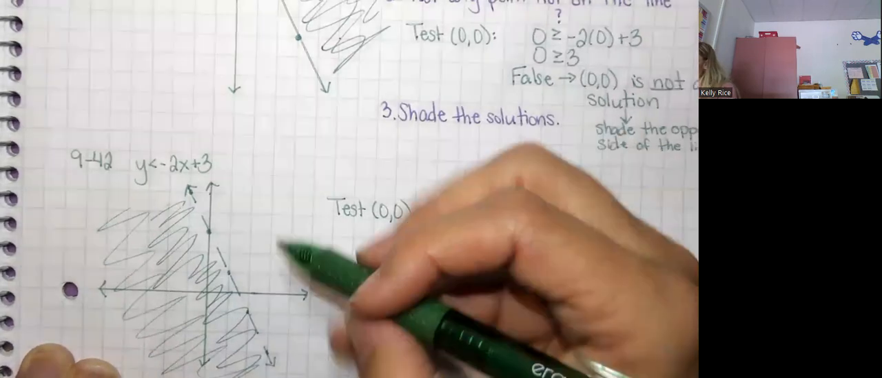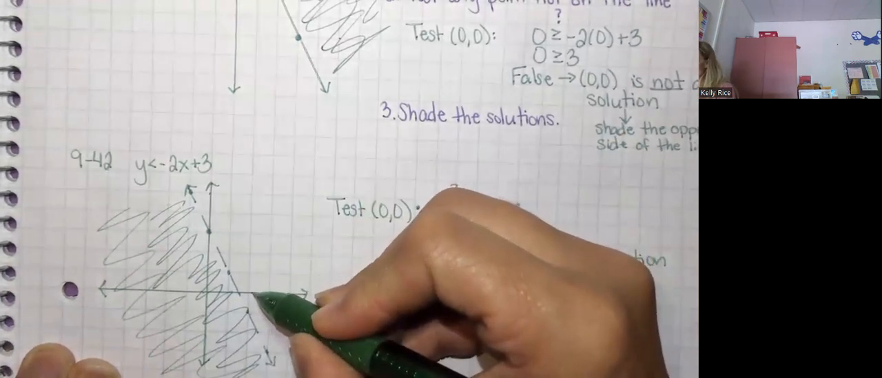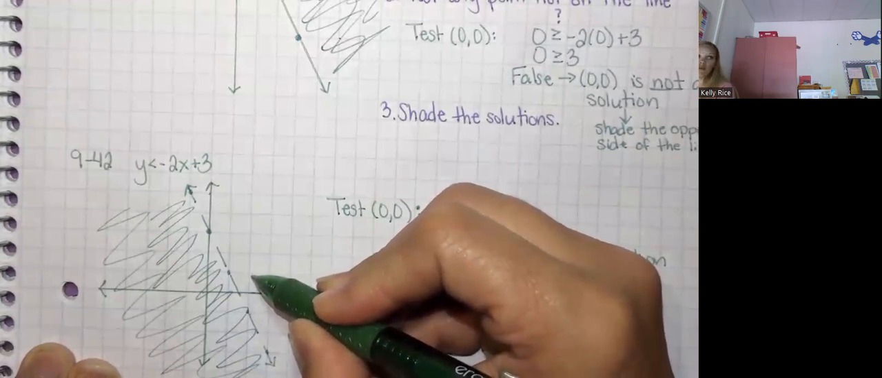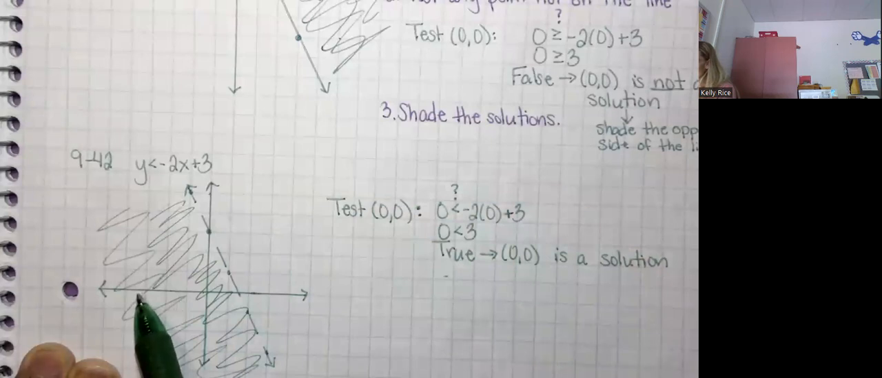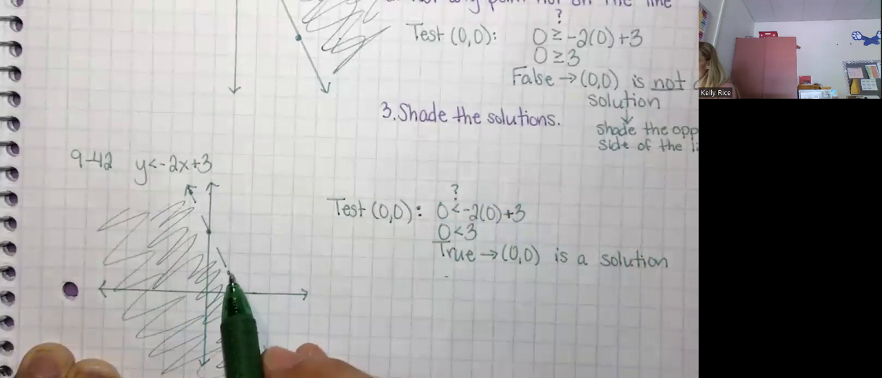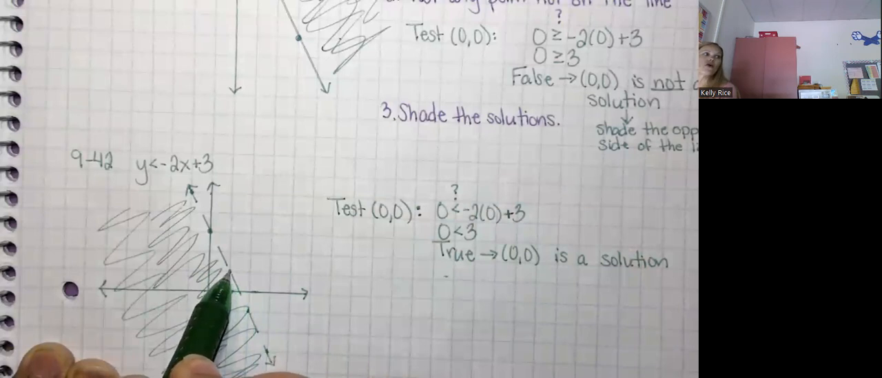If I plugged in the point 2, 1, would this be a solution? No. What about the point negative 3, negative 7? Yeah. What about the point 1, 1? Wait, yeah, sure. It's on the line. No, because it's a dashed line.